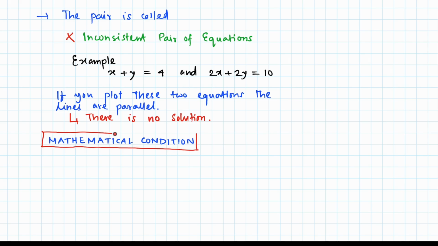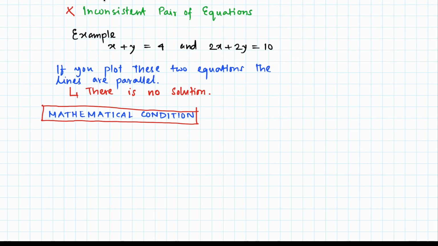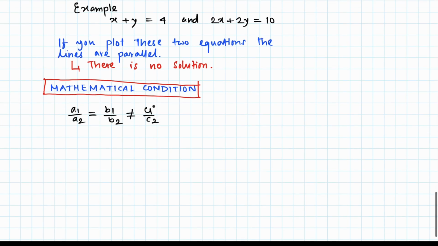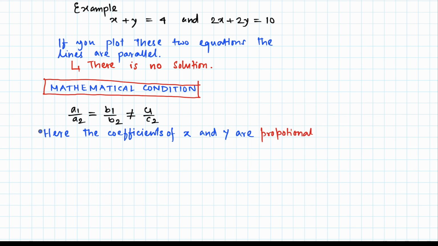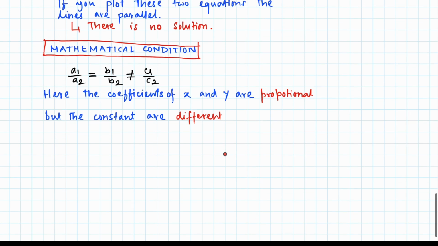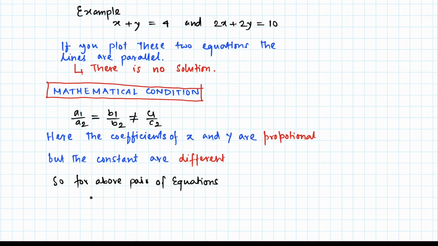So what is the mathematical condition for this type of pair of equations? It will be a1 by a2 equal to b1 by b2 not equal to c1 by c2. So here the coefficients of x and y should be proportional. They are proportional, but the constants are different. So this is the main condition for the equations to have no solution, or to be inconsistent.